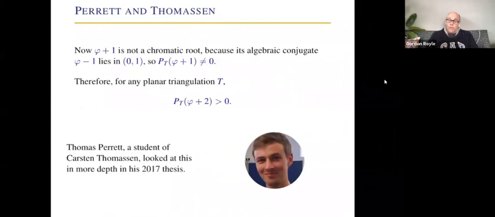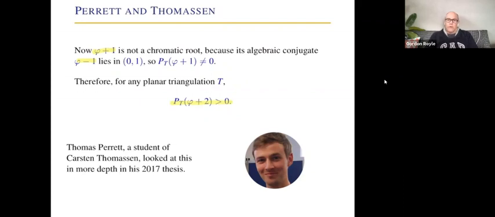Okay, now phi plus 1 is not a chromatic root of any graph because its algebraic conjugate lies in 0, 1, which we already know is free of chromatic roots. So if you had phi plus 1, you'd have to have phi minus 1, but you can't. So for any planar triangulation, the value of the chromatic polynomial at phi plus 2 is strictly positive.